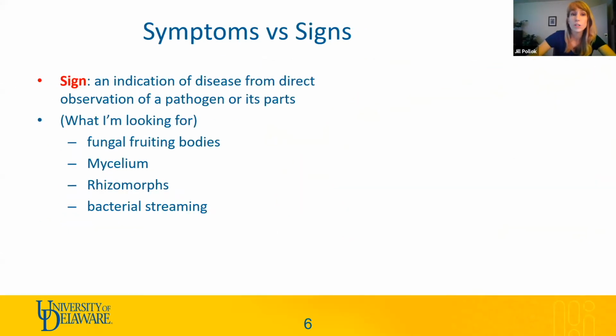And signs are different. They're an indication of the disease from direct observation of the pathogen or its parts. This is what I look for when I get a sample in. The symptoms help me figure out what signs I should be looking for. So these are fungal fruiting bodies, mycelium and rhizomorphs, which are, if a fungus is likened to a plant, the mycelium and rhizomorphs would be like the roots. It's like the spreading structures. And I'll also look for bacterial streaming, which I'll show later.